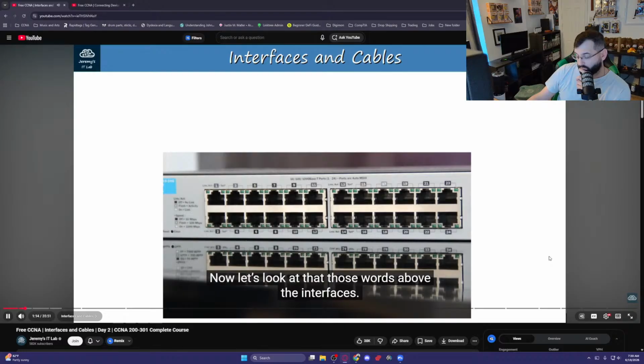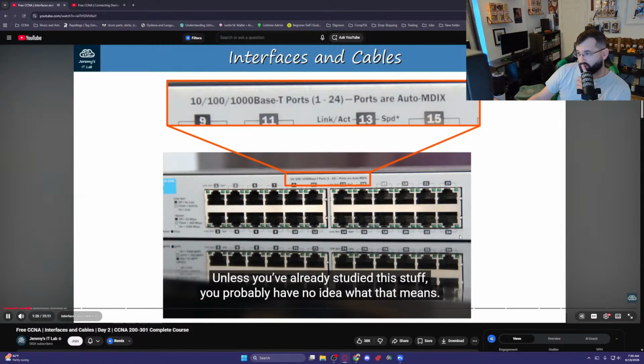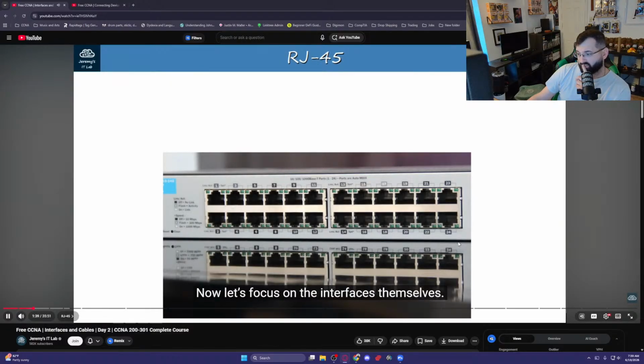Now let's look at those words above the interfaces. I'll zoom in. 10/100/1000 Base-T ports, 1 to 24. Ports are auto MDIX. Unless you've already studied this stuff, you probably have no idea what that means. Don't worry, by the end of this video, you'll understand all of this and more.